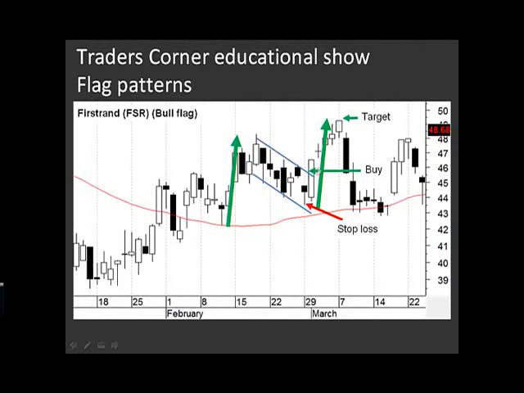So here you would buy the breakout through the top of the flag structure. Your stop loss is below the bottom of that flag before the breakout occurred, and your target is as indicated by the projection there.